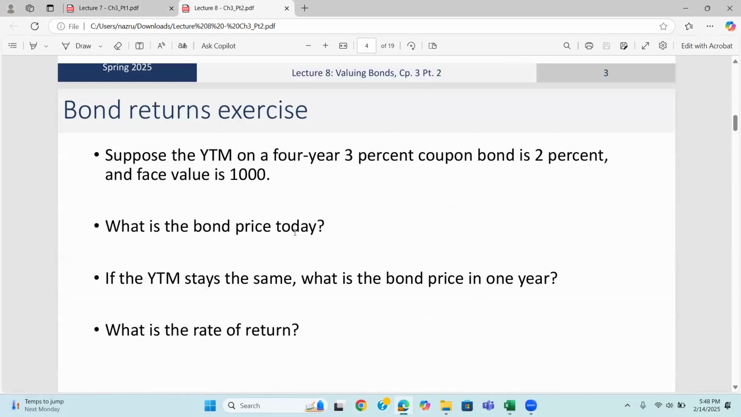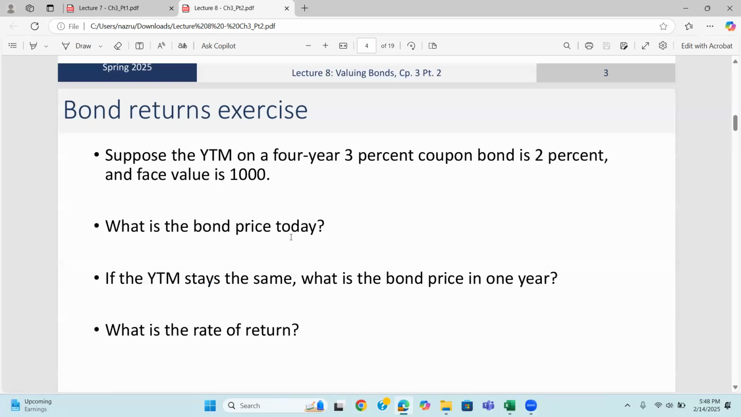Okay. So suppose the YTM, the yield to maturity, on a 4-year 3% coupon bond. So we have a 3% coupon bond, and the YTM is 2%. That means our discount rate is 2%. Our coupon rate is 3% on face value. Okay. What is the bond price today?